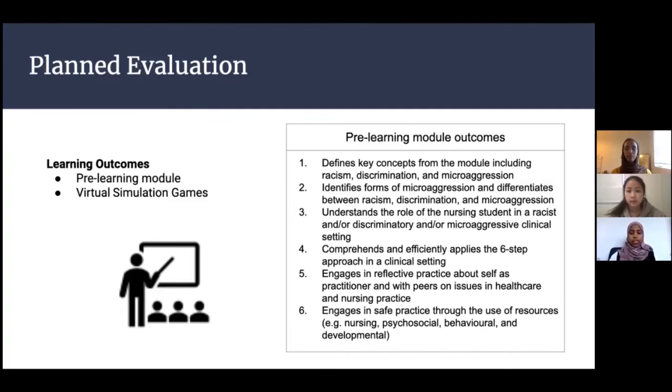Students may engage in reflective practice about themselves as a practitioner and with peers on issues in healthcare and nursing practice. Lastly, students will be able to refer to safe practices and the use of nursing, psychosocial, behavioral, and developmental resources. Students will be able to apply what they learned in the module in the virtual simulation games, and there are also a set of learning outcomes for the virtual simulation games as outlined previously by Jenny and Michaela. Overall, the learning outcomes help ensure that students are gaining knowledge and clinical decision-making skills on cultural humility, racism, and microaggressions that they may experience as a nursing student in their clinical practice.